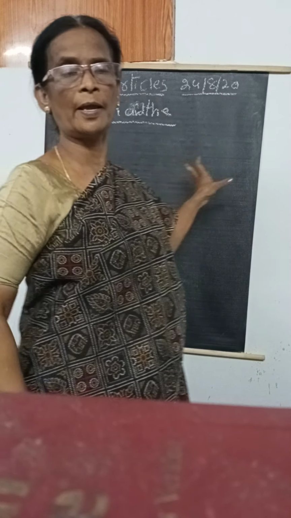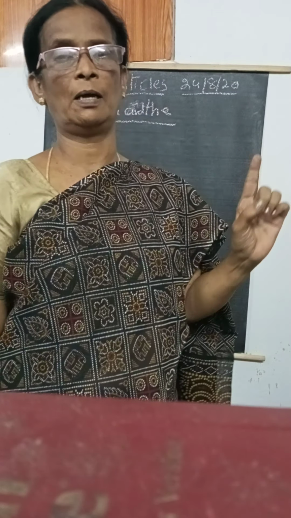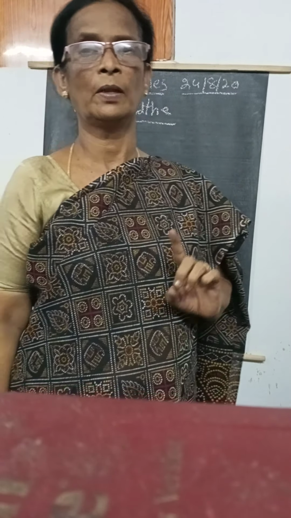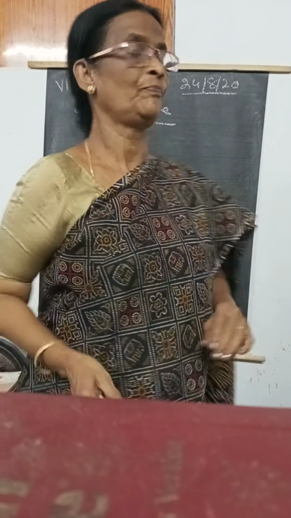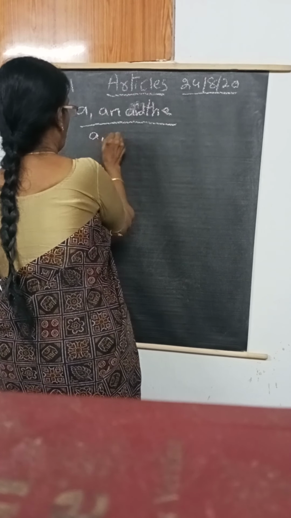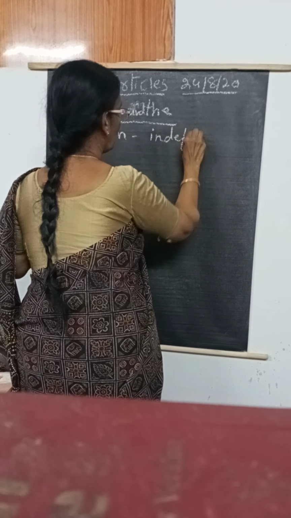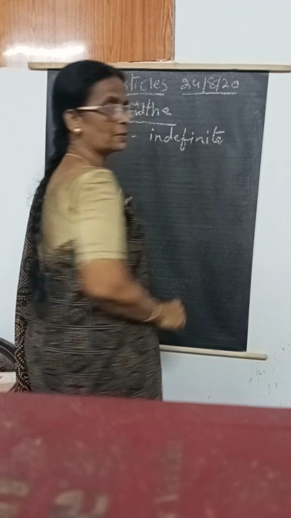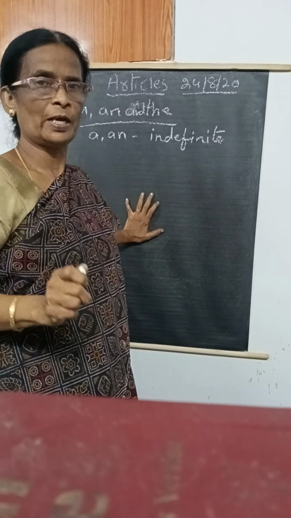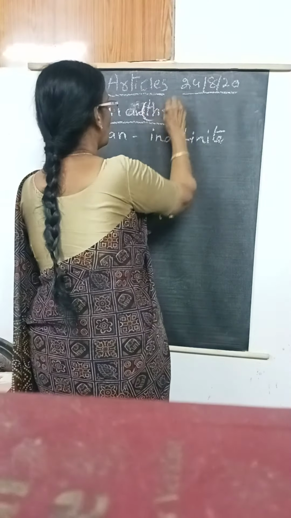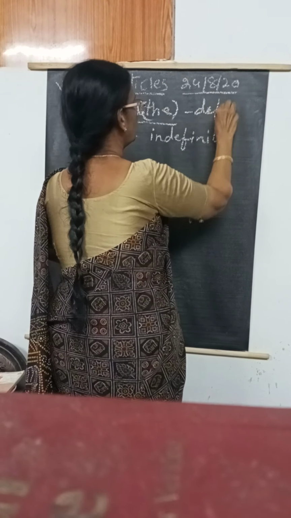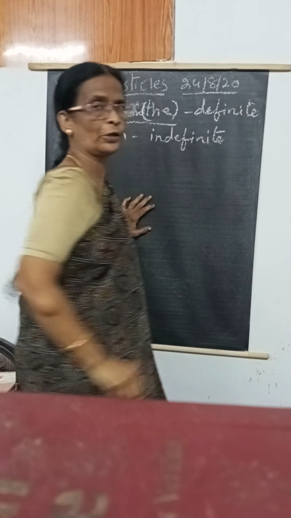The articles: a, an, and the are the articles. In this, first I want to tell where we have to use a and where we have to use an. Then afterwards we will take the. A and an are the indefinite articles. The is the definite article.